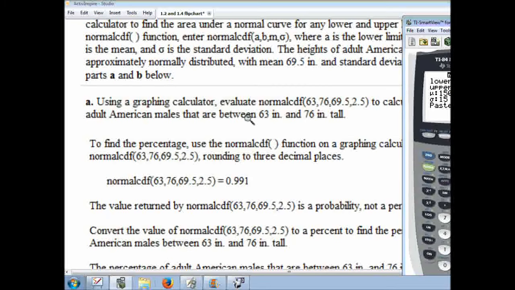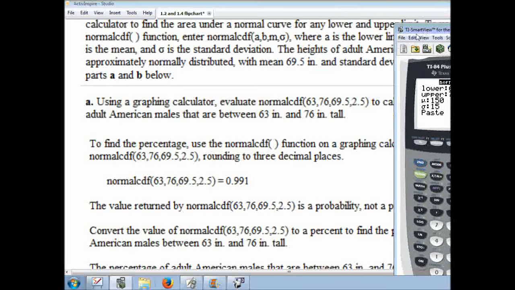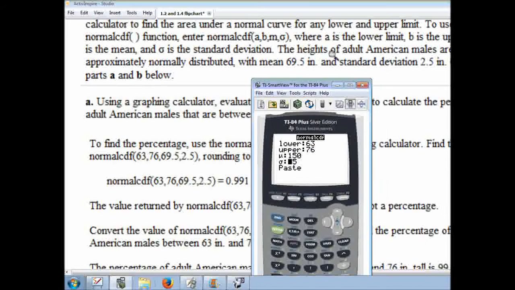They want to see the percentage of males between 63, so that would be our lower bound. Upper bound would be 76. Let's see, actually no, here they're telling us the height of an adult American male is 69.5. The average height and the standard deviation was 2.5.